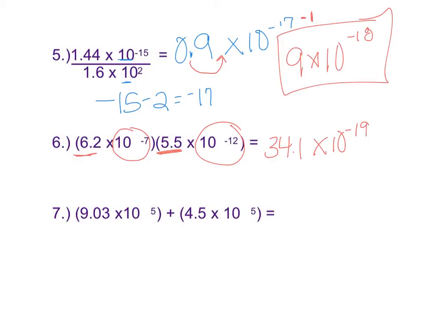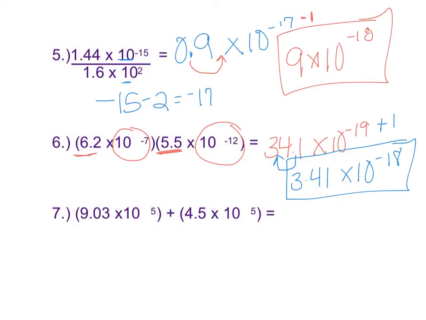Now, 34.1 is too large. So we're going to move our decimal point backwards a spot, right? We're going from a number that's too large to a number that's small enough to be in scientific notation. We use positive exponents in this case. So we're going to add 1 to our existing exponent to give us an answer of 3.41 times 10 to the negative 18th.